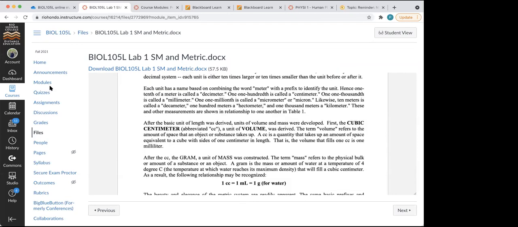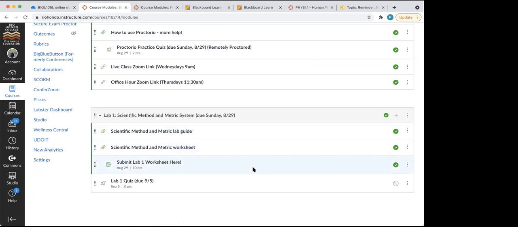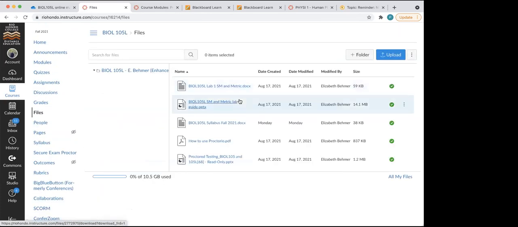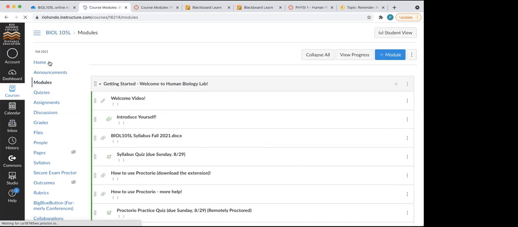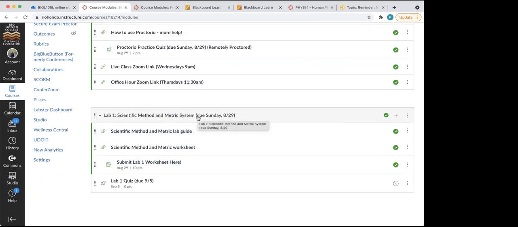Do you see? So if Professor? Yep. Okay, so I went into the files, and it says the file is part of an unpublished module and is not available yet. And under modules, all I see is getting started, but there is no week 1. It's the welcome video all the way down to the office hours Zoom link.